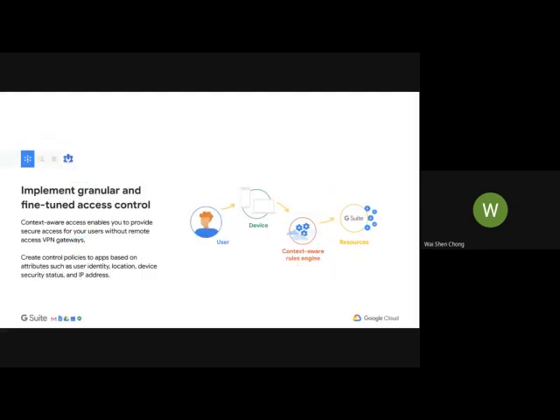So you as an IT administrator would be the gatekeeper and also the one who writes the policies for your company. So you implement granular and fine-tuned access control for your users, for the devices, for your applications and everything. For example, you create control policies for apps based on attributes such as user identity, location, device, security status, and perhaps IP address.